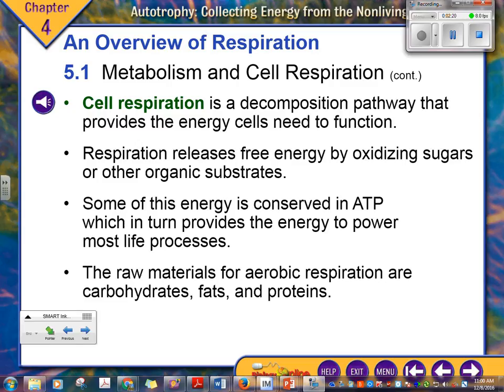Okay? So it is the oxidizing sugars. It's breaking sugar down. That's what cellular respiration is. Some of the energy then is conserved into this ATP molecule. Remember, the ATP is going to be your transfer molecule. It's going to transfer energy. It's the molecule that's going to provide all the energy needed for the work, the things the cell needs to do.